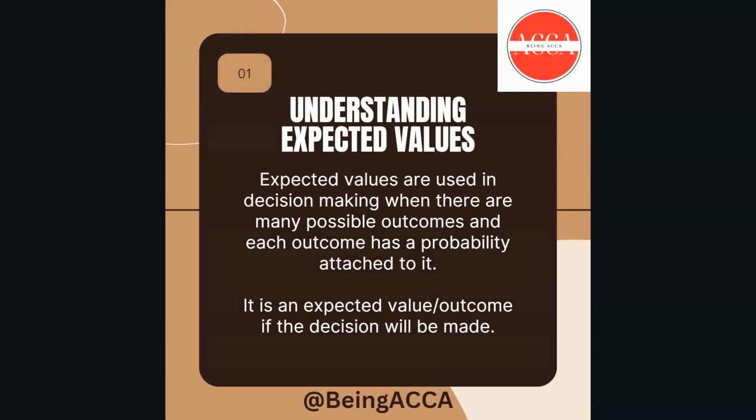First of all, to understand the meaning of expected values: it is a decision making technique. When do we use it? We use it when there are multiple possible outcomes, and with every outcome, we have some sort of probability attached to it. For example, there is a 50% probability that this outcome will happen, a 30% probability that this outcome will happen, and a 20% probability that this outcome will happen. When you calculate the expected value, you're finding out how much value, maybe the revenue, we will be earning if we make this decision.